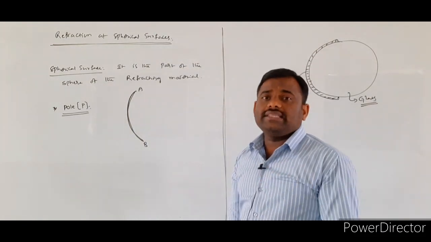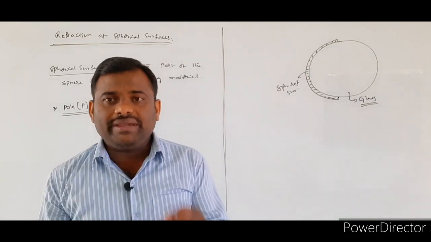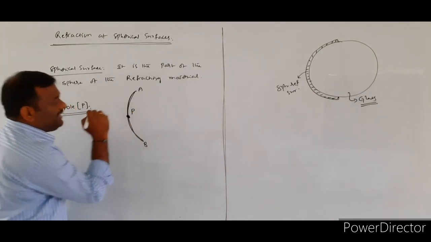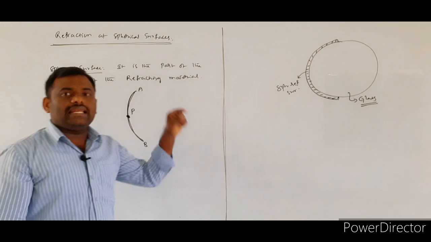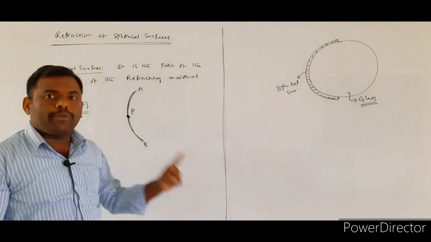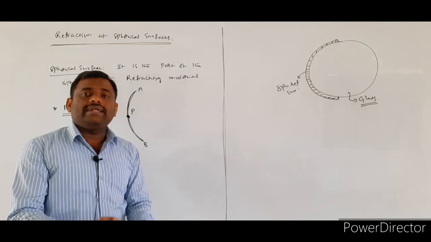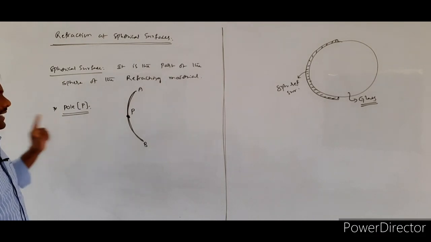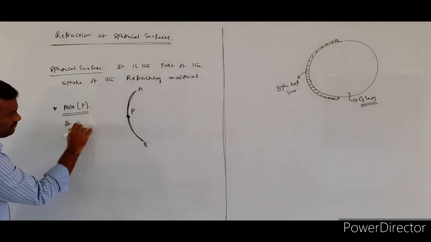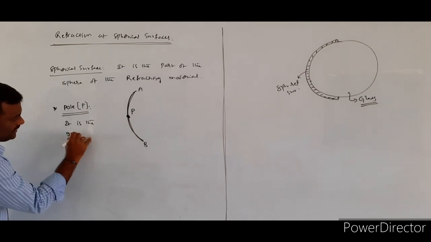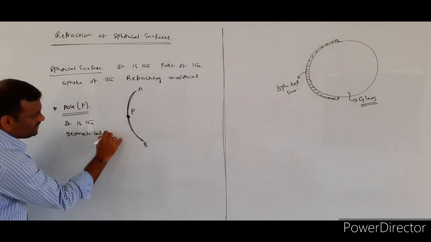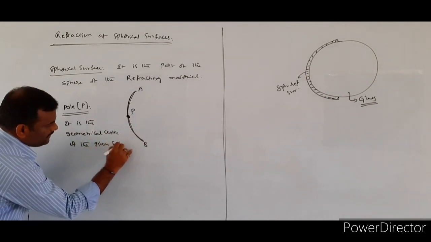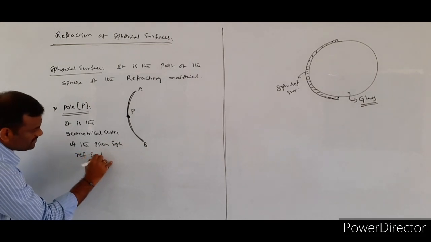How can we define the pole of the spherical refracting surface? The pole is the geometrical center of the given spherical refracting surface. It is denoted with the symbol capital P. So how can we define it? It is the geometrical center of the given spherical refracting surface.